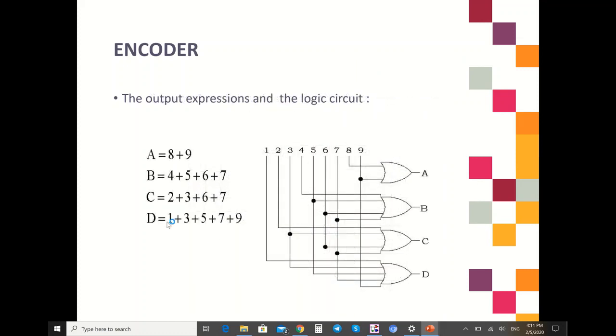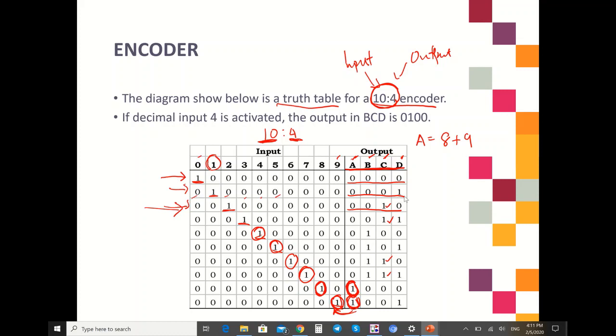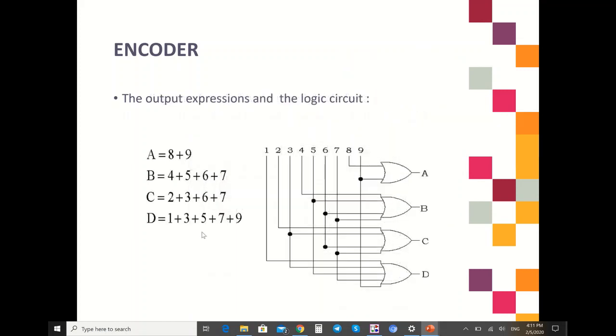And then for the last one, D, you have 5 ones in your truth table, right? You have 1, 2, 3, 4, and 5. So you need to find the input value that represents each output. The first one is 1, the second value is 3, the third value is 5, the fourth is 7 and the last one is 9. So that's why you will get 1 or 3 or 5 or 7 or 9.